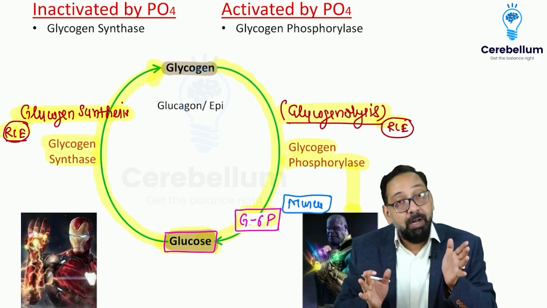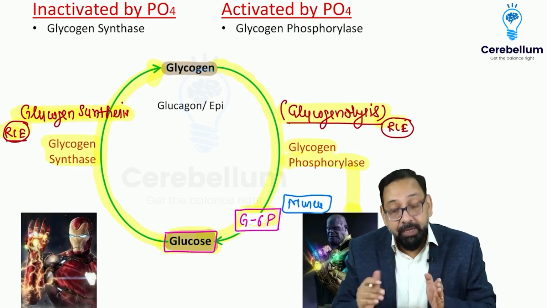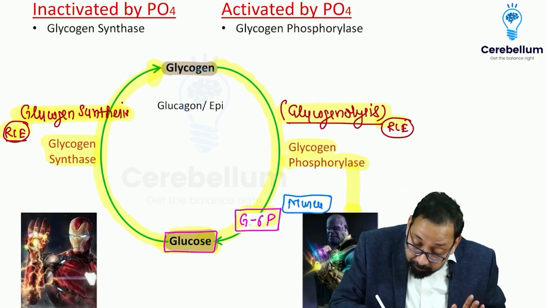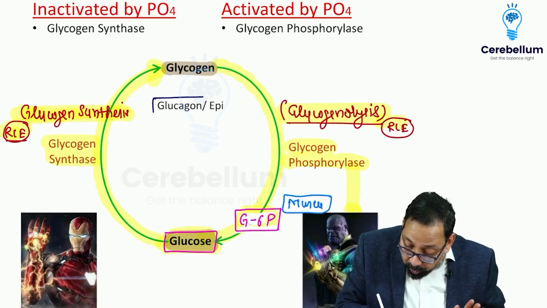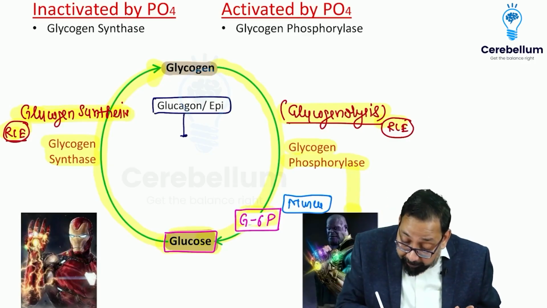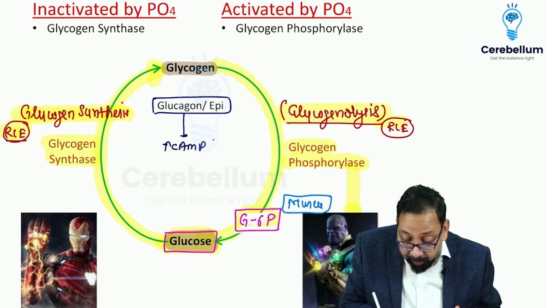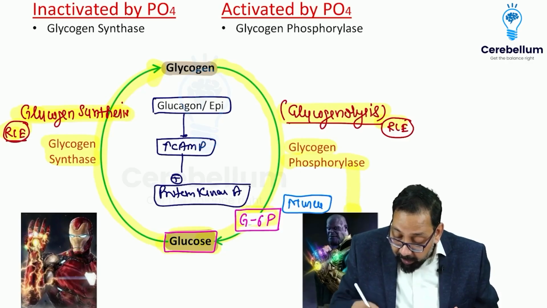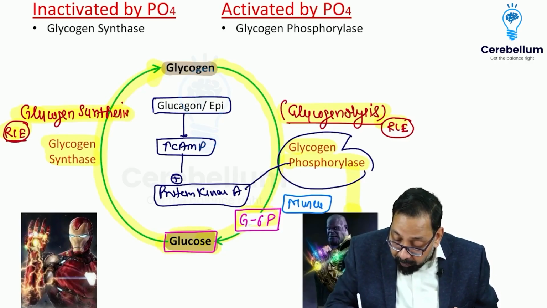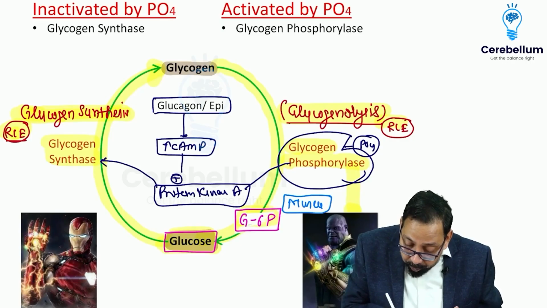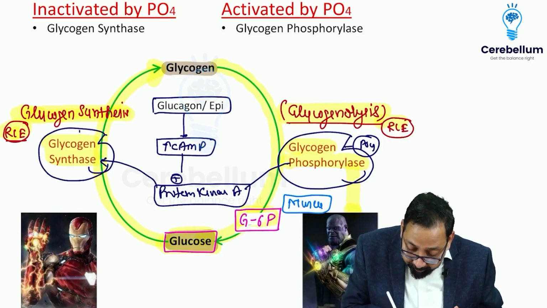These are two opposite pathways. They must be regulated in such a way that when one is activated, the other is kept inhibited. The concept is that in the fasting state glucagon increases. Glucagon and epinephrine increase cyclic AMP. Cyclic AMP activates protein kinase A. Protein kinase A attaches a phosphate group to glycogen phosphorylase, and also attaches a phosphate group to glycogen synthase.